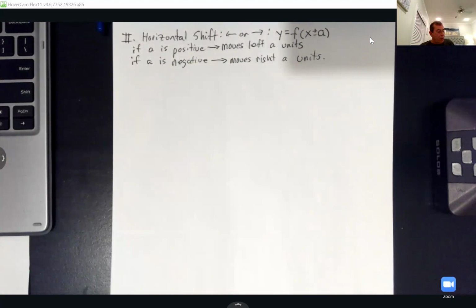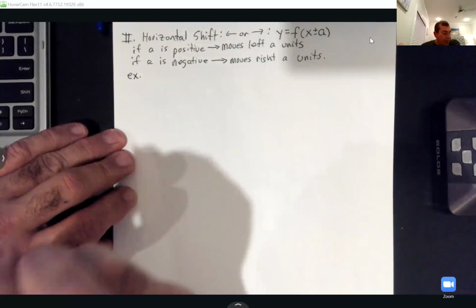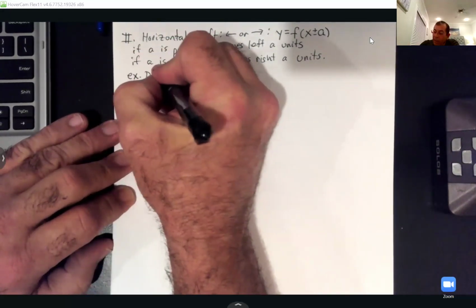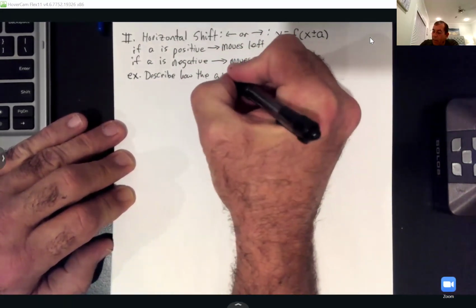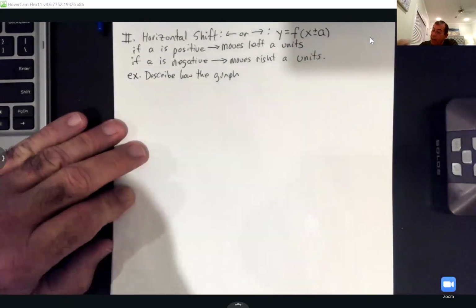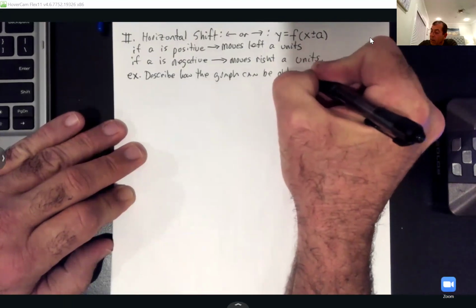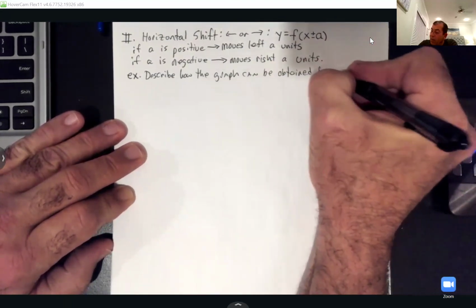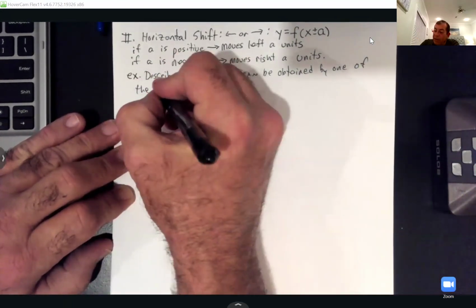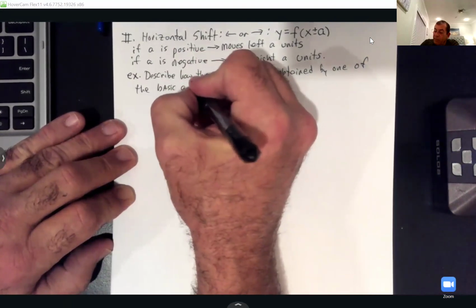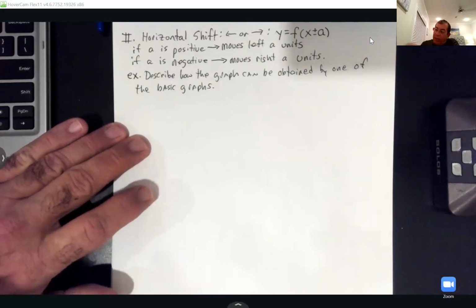And so let me do an example of that one. So y'all, the same thing. Describe how the graph can be obtained from one of the basic graphs. And I'm going to play with that cube again so that y'all see the difference.